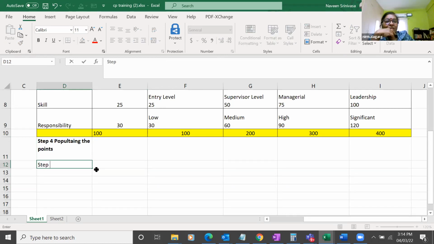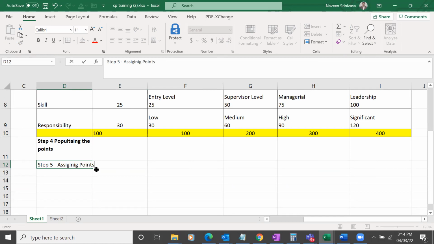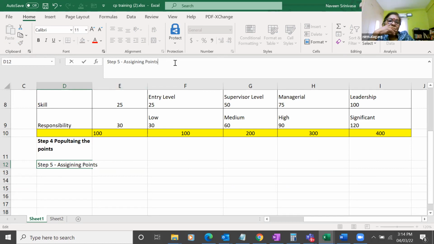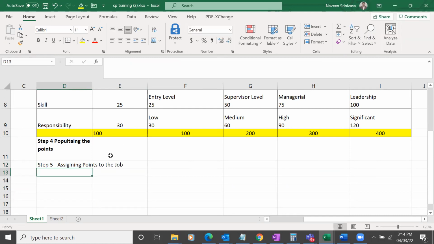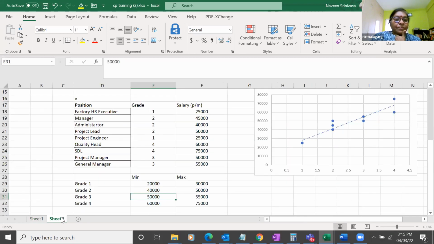Now you will assign points to jobs, so that you are very clear when you go back. Assigning points to whom? To the jobs. Now scroll down, you have that sheet where you did all the positions. Bring those positions into sheet 1.